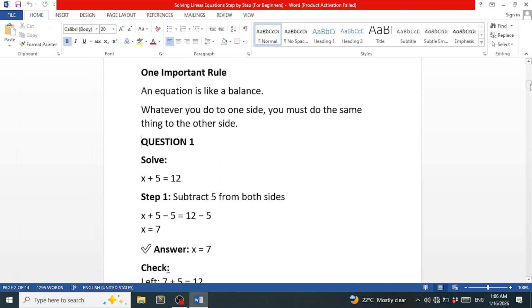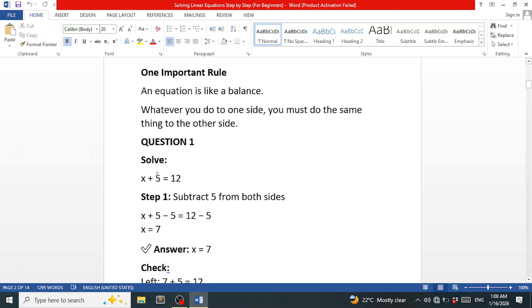One important rule that you must understand. An equation is like a balance. Whatever you do to one side, you must do the same thing to the other side, okay? Let's start with question 1. Solve x plus 5 equals 12.